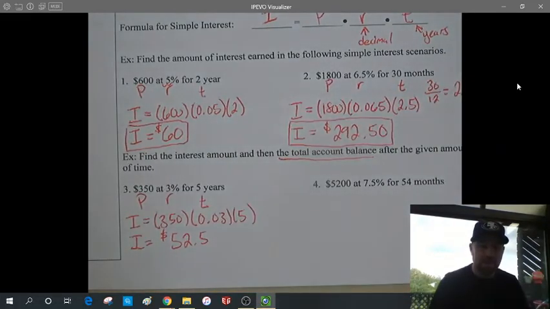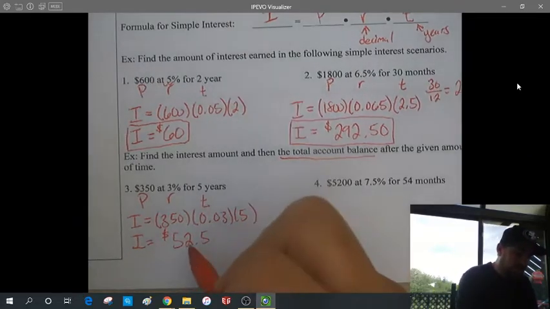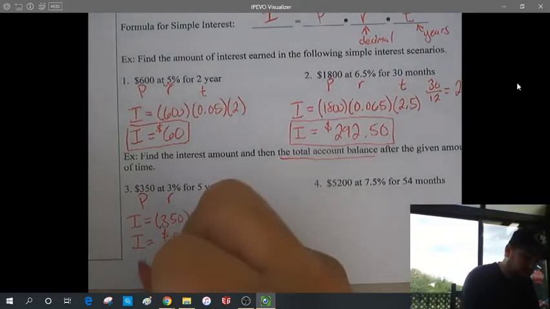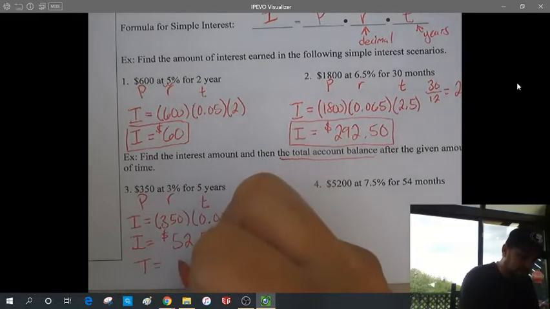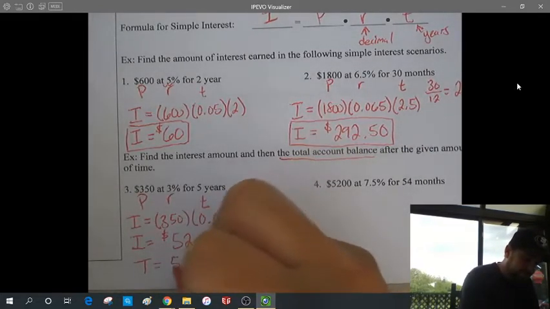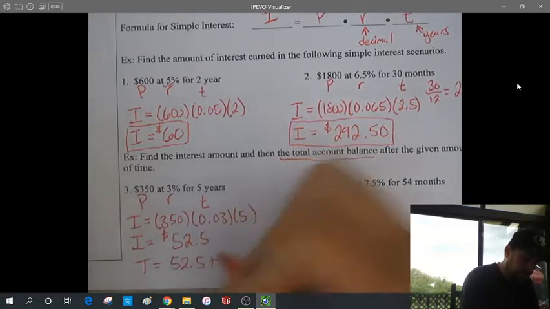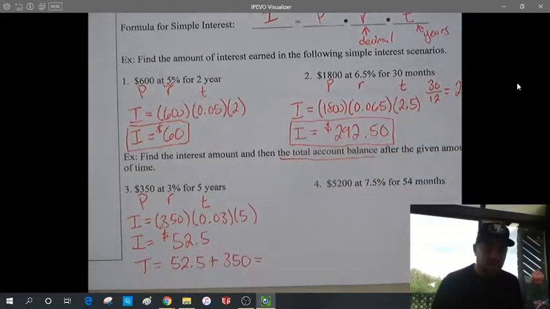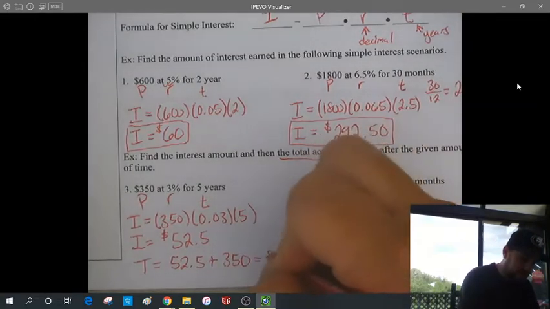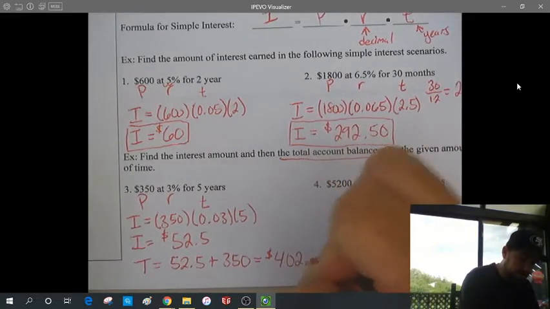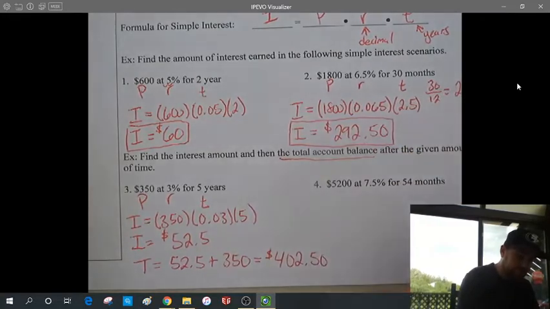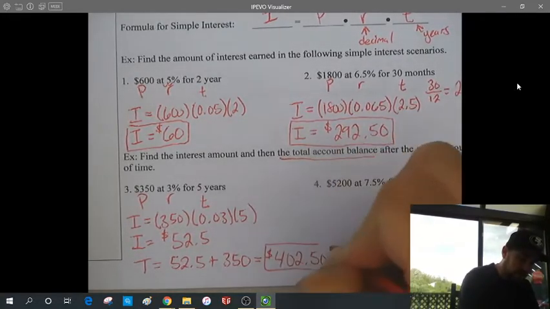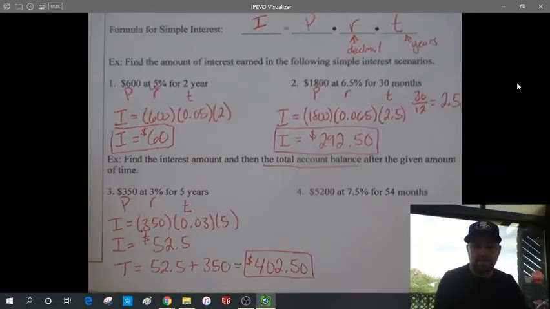Okay, but now the total account balance, to find that, I have to add my 52.5, so we can do T for total if we wanted to. So it would be my interest amount of 52.5 plus my principal that I started with, which is 350. And if I add 350 to that, $402.50 is the total account balance.